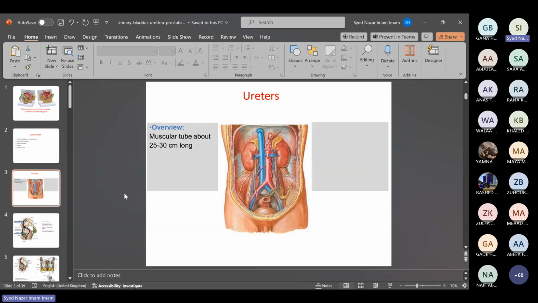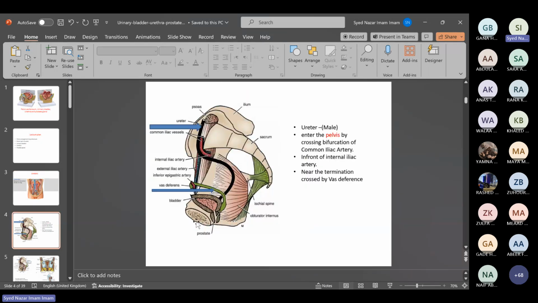And then from here, it moves till the ischial spine. So this is the first part of the ureter in the pelvis, that is from the bifurcation of the common iliac vessels to the ischial spine. This is the vertical part. And from here, it moves anteriorly and medially, and then it enters the urinary bladder.